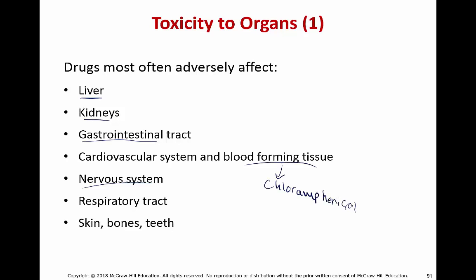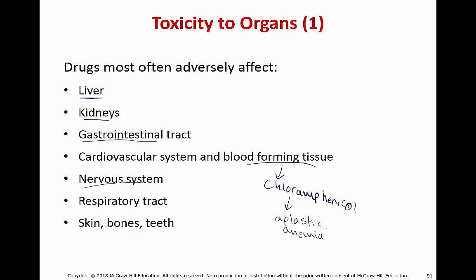Which is probably not used as much anymore because it causes aplastic anemia, which is where you don't make any blood cells. So no red blood cells, no white blood cells, no platelets. It affects the stem cells in the bone tissue, you know, the bone marrow. And so it's going to affect their ability to make those.